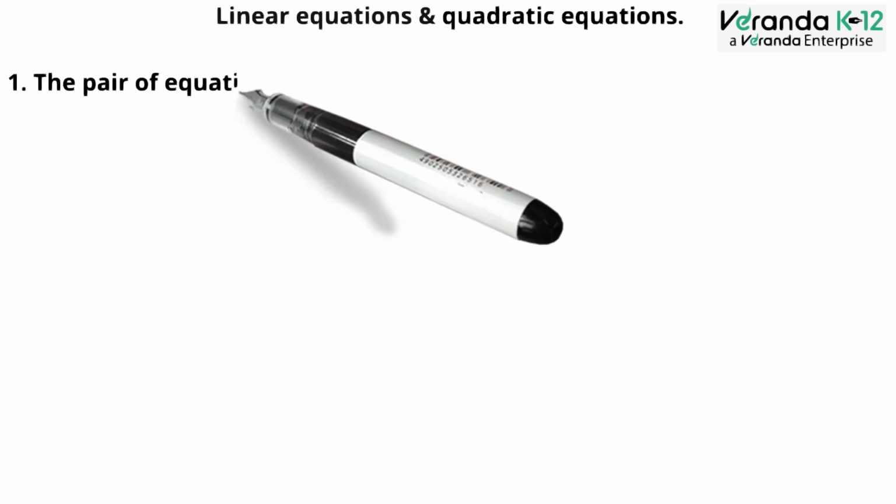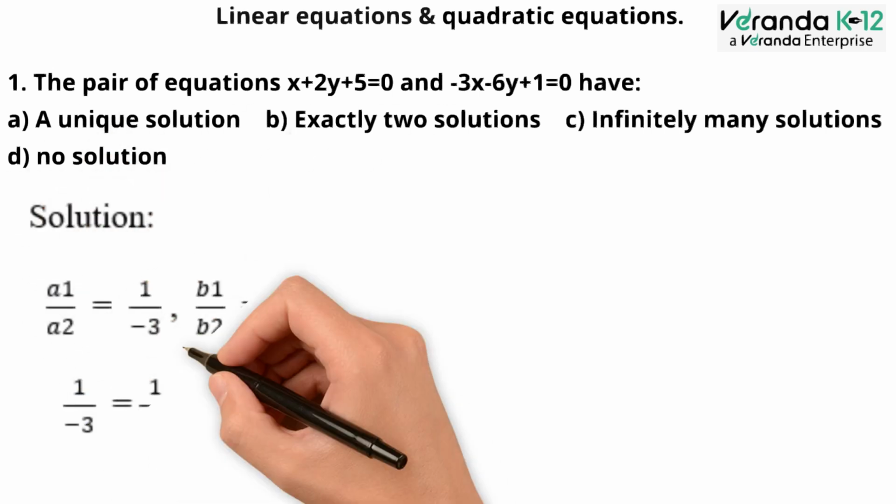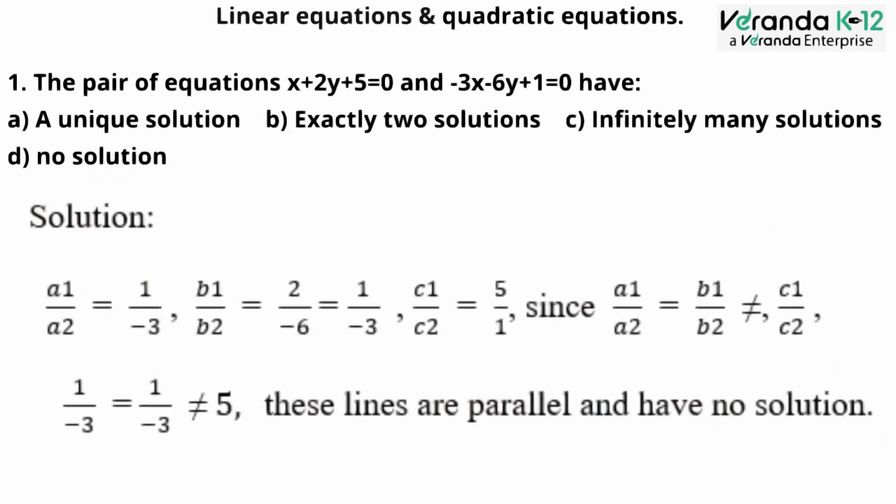The first question is from pair of linear equations. The pair of equations x plus 2y plus 5 is equal to 0 and minus 3x minus 6y plus 1 is equal to 0 have the given options: a unique solution, exactly two solutions, infinitely many solutions and no solutions. So the first step in this problem is to identify the coefficients of x, y and the constant terms, that is a1, a2, b1, b2, c1, c2. Then we will compare the ratios.